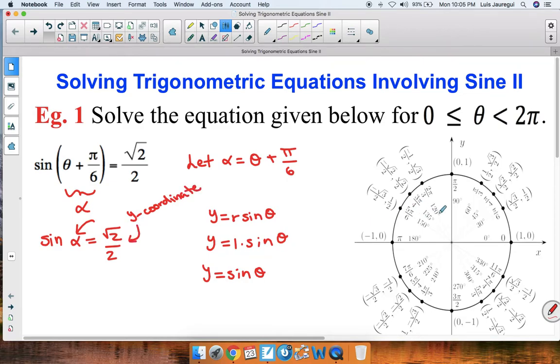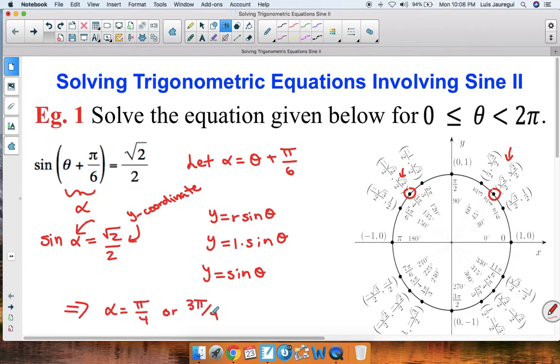Looking at your unit circle, we come across points that have a y-coordinate of square root of 2 over 2. Here's one of them. And then when you come around, you get that this is the other point. So the corresponding angles are pi over 4 and 3 pi over 4. So alpha is equal to pi over 4 or 3 pi over 4.